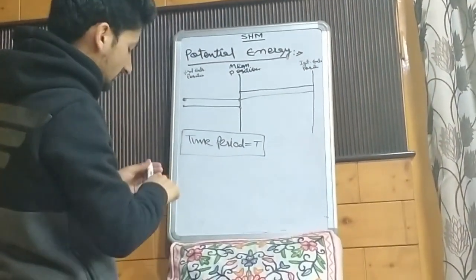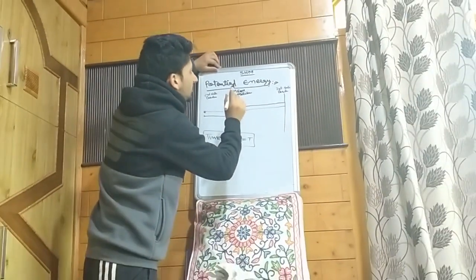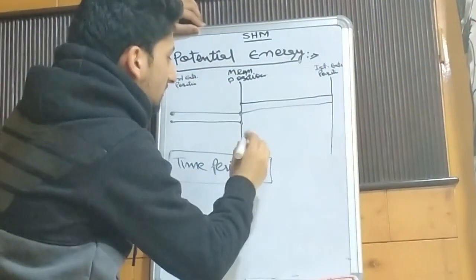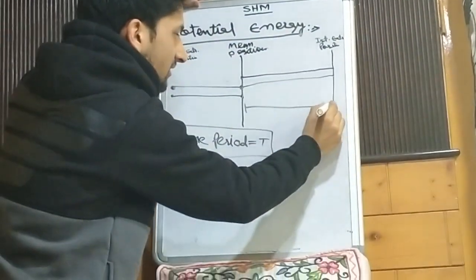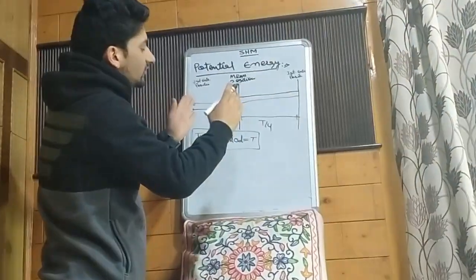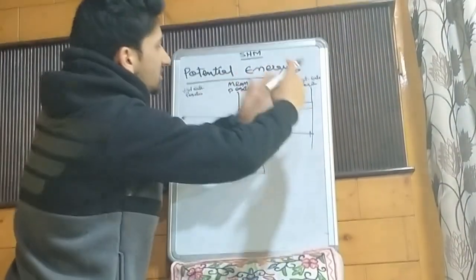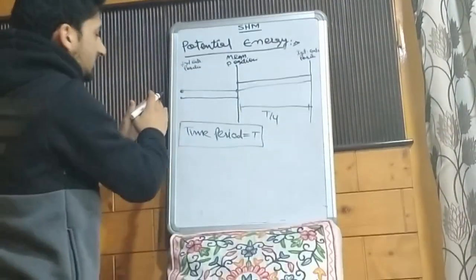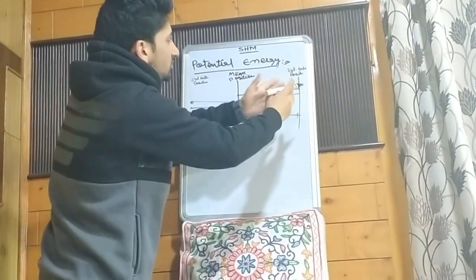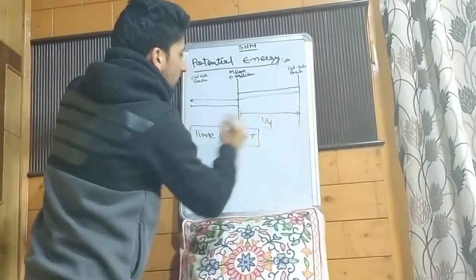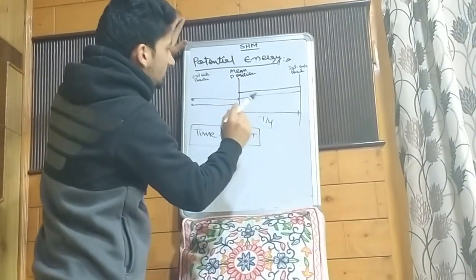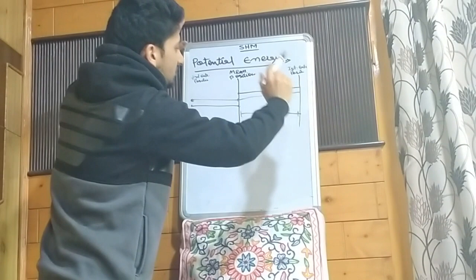Now let's try to find the time taken for the particle to go from the mean position to the extreme position, which is equal to T by 4. So the time taken for a particle to travel from the mean position to the first extreme position, or the mean position to the second extreme position, or from the second extreme position to the mean position, or from the first extreme position to the mean position, is T by 4. This is the time taken by a particle to reach from the mean position to the extreme position.